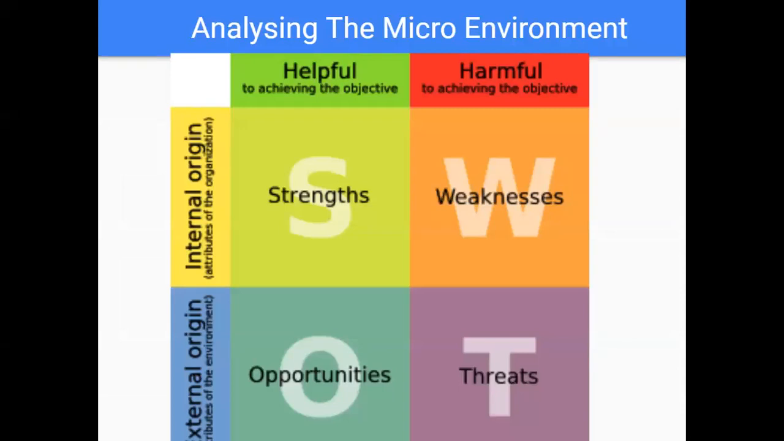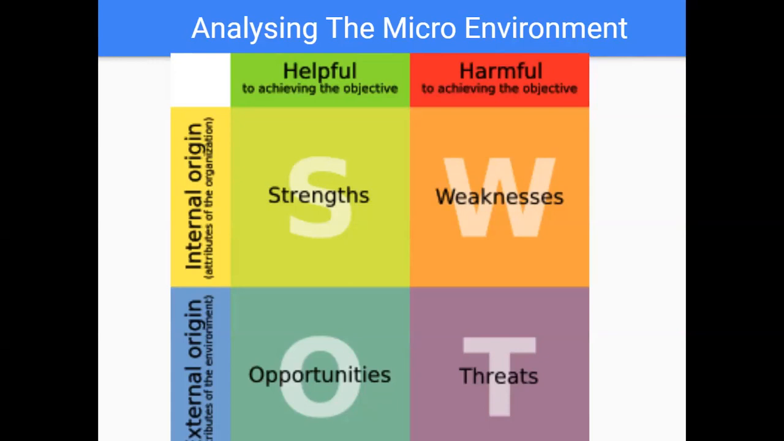Okay, so another very helpful tool of analysis is the SWOT analysis, and that looks at the strengths, weaknesses, opportunities and threats of your organization. And this looks at both internal and external factors, so it can analyze both the micro and the macro environment. And looking at it here from a micro environmental perspective, you'd be looking at internal factors, but you can use it also to look at external factors, especially within the opportunities and threats.